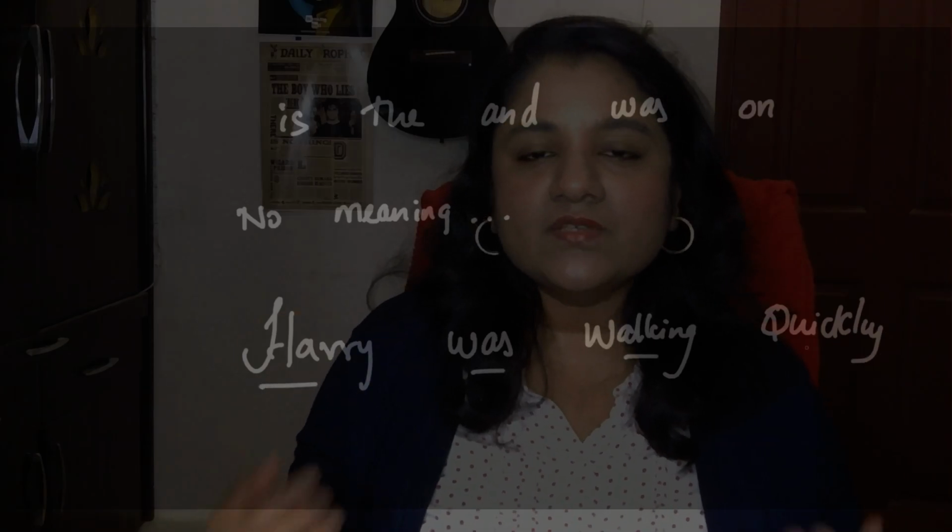Here, "was" doesn't really carry information, although we know that Harry was walking in the past tense. But if you remove it, we still understand the core meaning: Harry walking quickly. That's all the machine needs. That's the purpose of removing stopwords, to focus on the more important words.